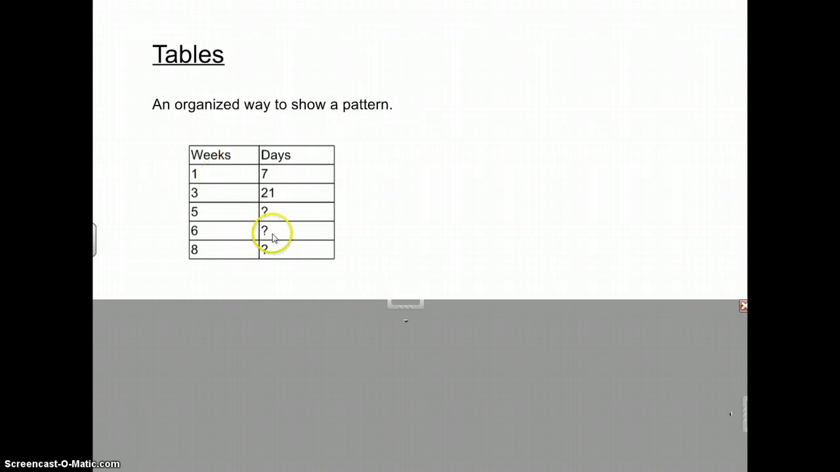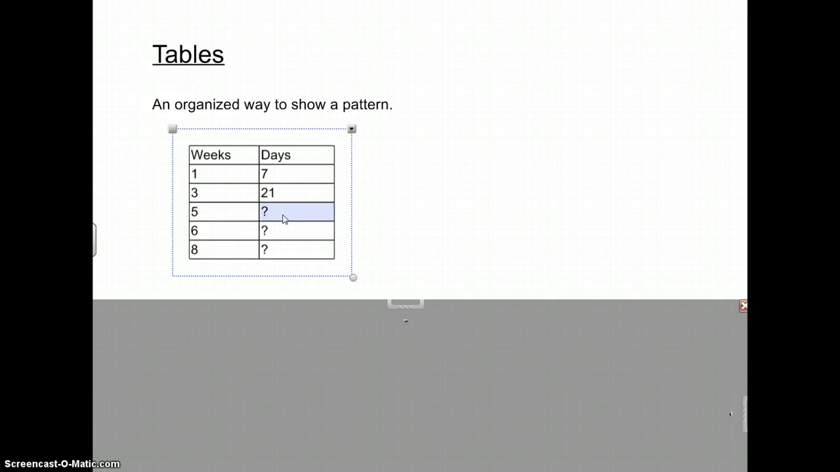In this table here, this table is saying that in 1 week there are 7 days. Well, if that's true, then in 3 weeks there are 21 days. So in 5 weeks, how many days are there? All you have to do is determine your pattern.